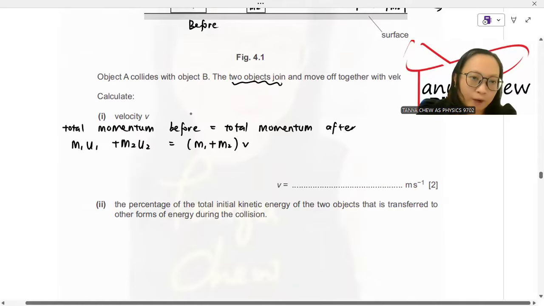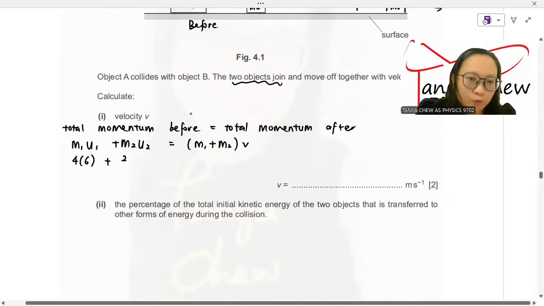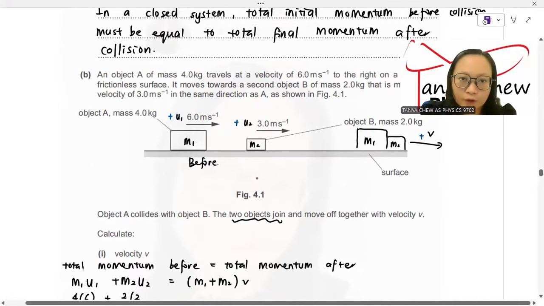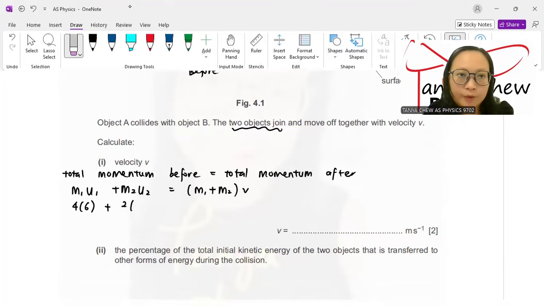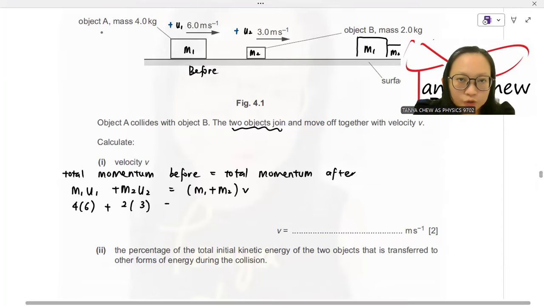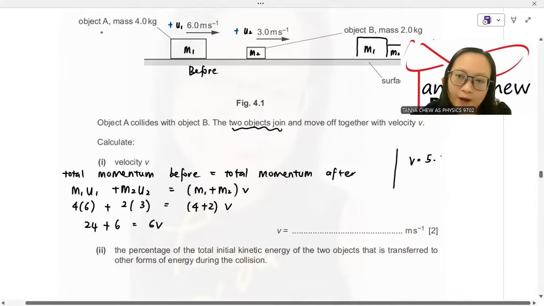m1u1: m1 is 4 kg moving with 6 meters per second, plus m2, 2 kg moving with the initial velocity of 3, okay, not 2 but 3 meters per second, is equal to the total mass, 4 plus 2, times the final velocity. 24 plus 6 is equal to 6v. Hence, v is equal to 5.0 meters per second. So the answer is 5.0 meters per second.